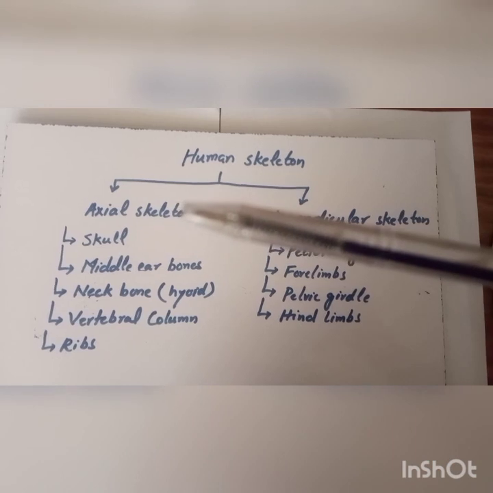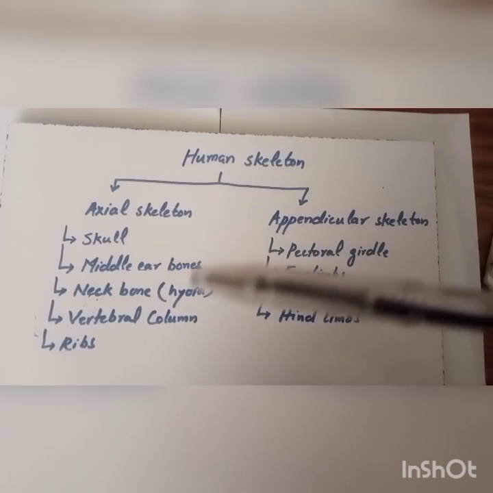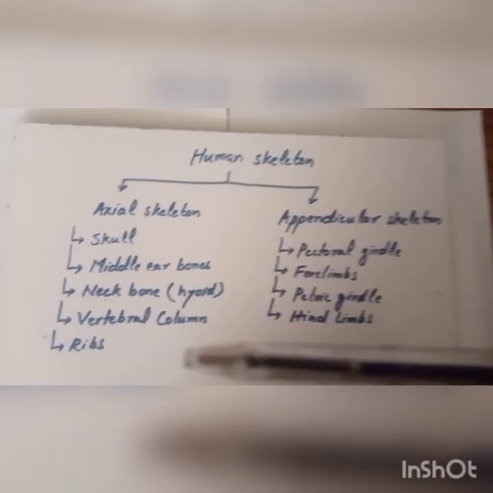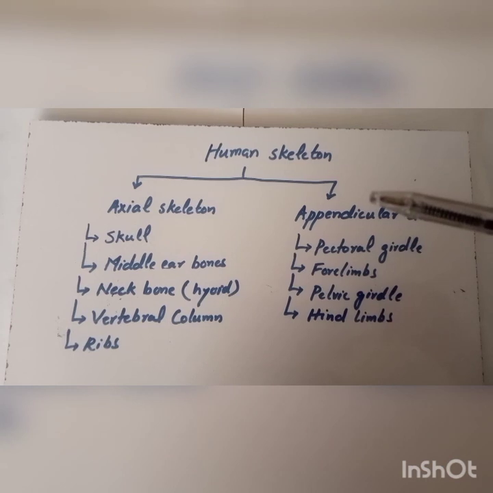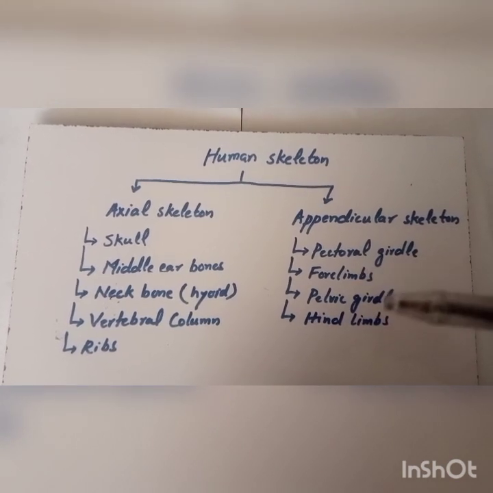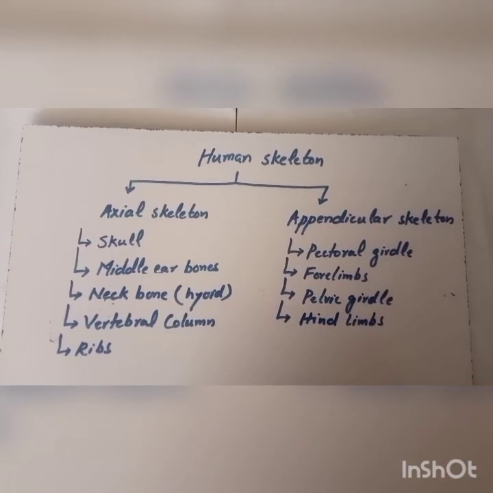The axial skeleton consists of the skull, middle ear bones, neck bone, vertebral column, and ribs, while the appendicular skeleton consists of the pectoral girdle, forelimbs, pelvic girdle, and hind limbs.